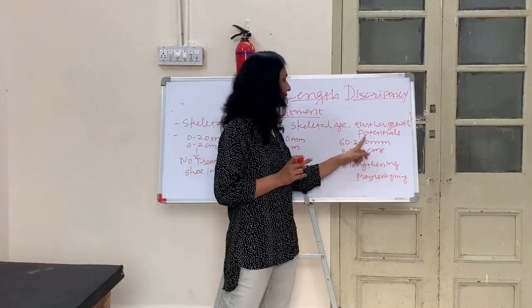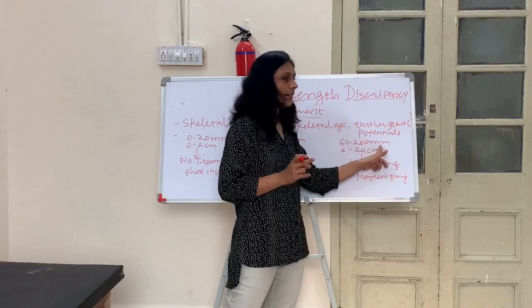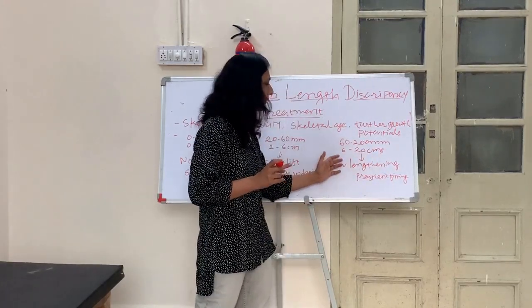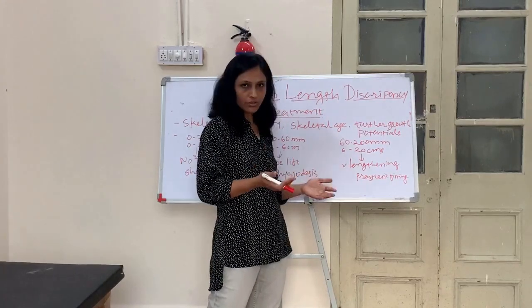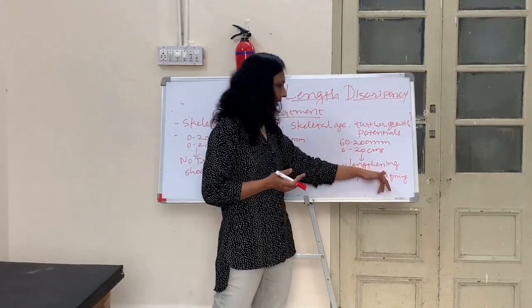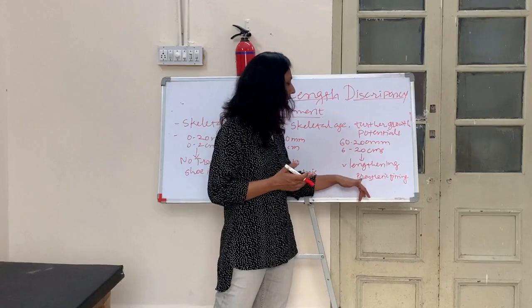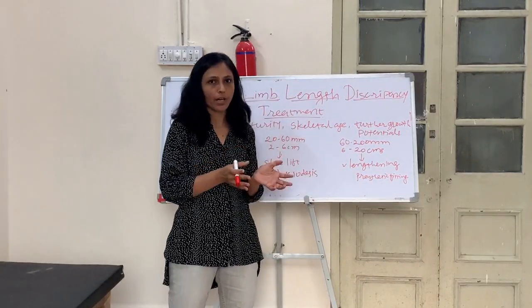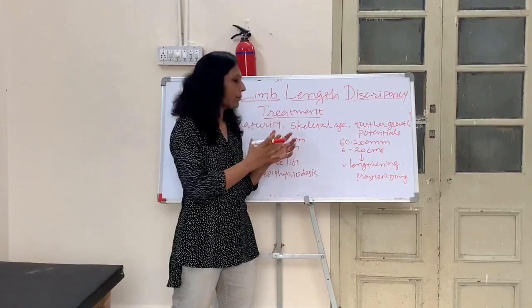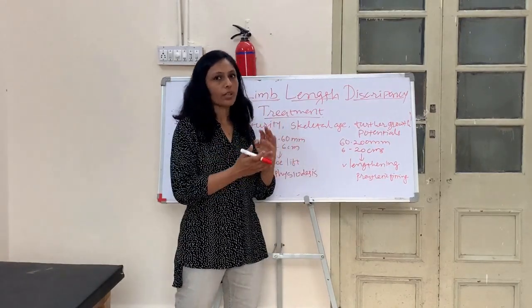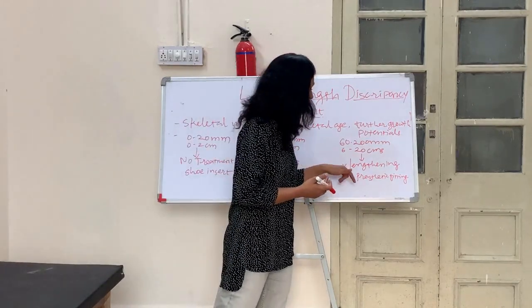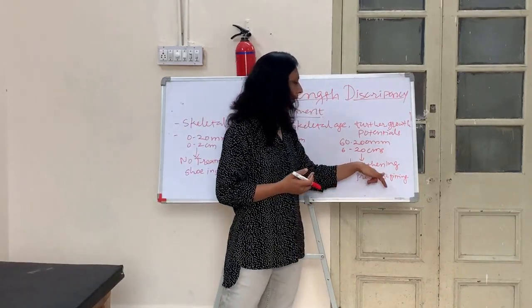Now, if the shortening is from 60 to 200 mm, that means 6 to 20 centimeters, then the preferable methods are surgical: the lengthening methods, or else prosthetic fitting. That means they will amputate that part and give a proper prosthetic fitting for that much longer difference in the limb. Okay.